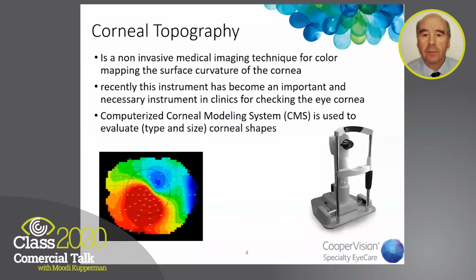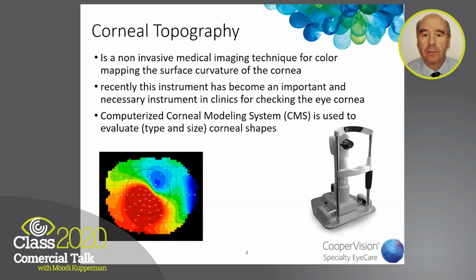The most important tool that we can use in order to evaluate the irregularity of the cornea is the corneal topographer. Working with the corneal topographer is a non-invasive medical imaging technique for color mapping the surface curvature of the cornea. Recently, this instrument has become an important and necessary instrument in clinics for checking the eye cornea.